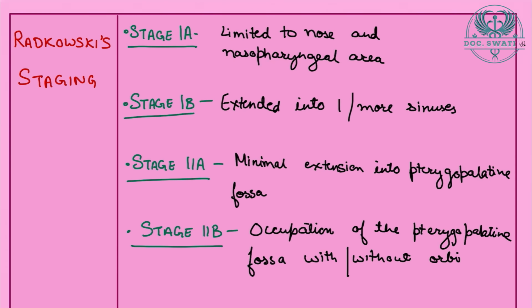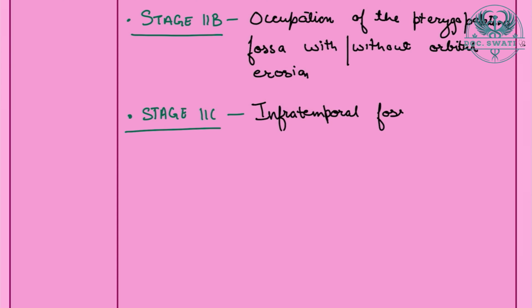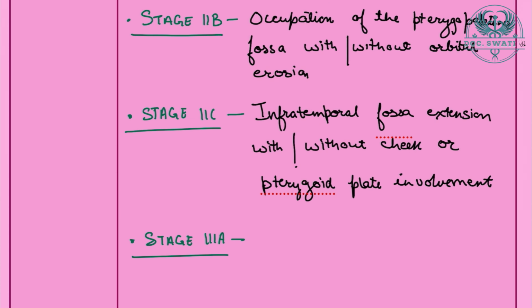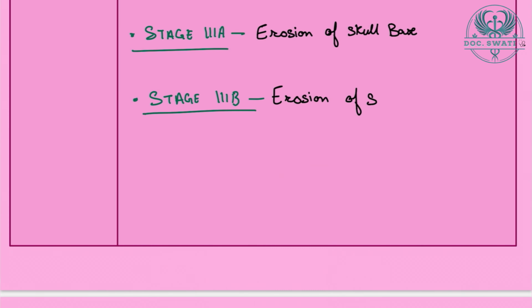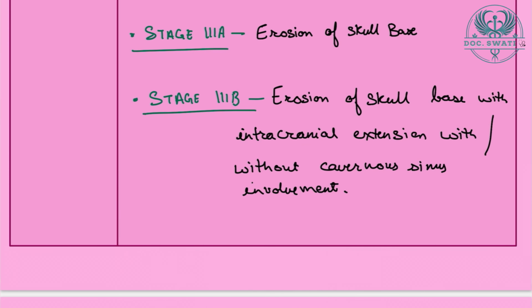Next we have stage 2C. Here, infratemporal fossa extension with or without cheek or pterygoid plate involvement is present. Then we have stage 3A. The erosion of the skull base is seen. Last we have stage 3B. Here, erosion of the skull base with intracranial extension with or without cavernous sinus involvement is present.